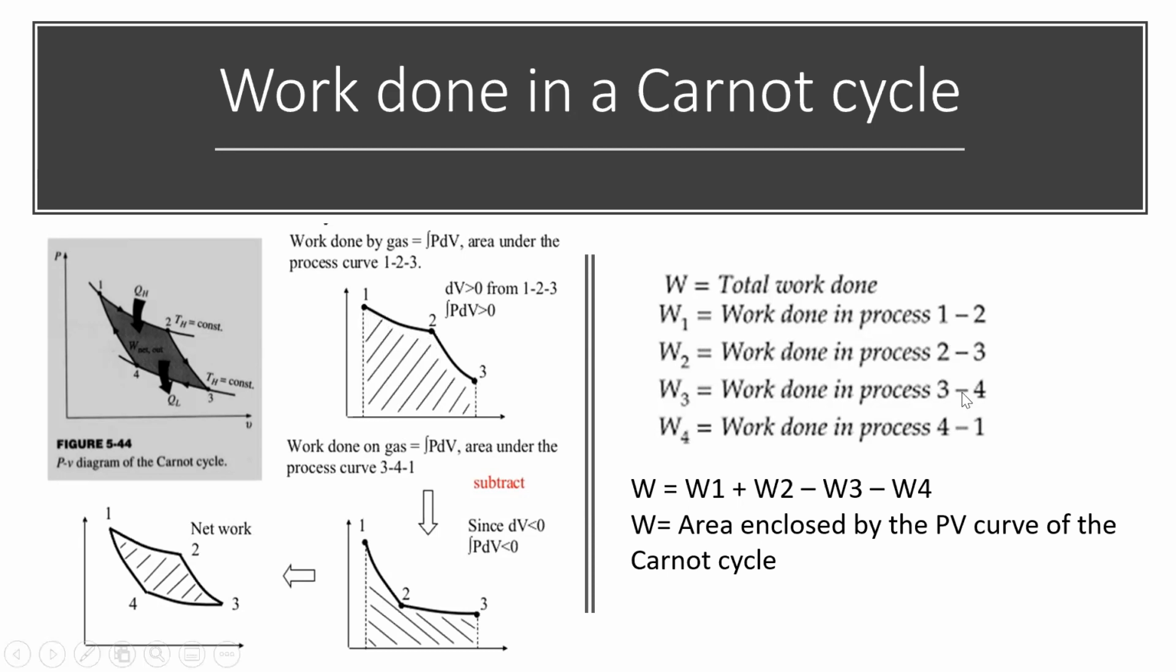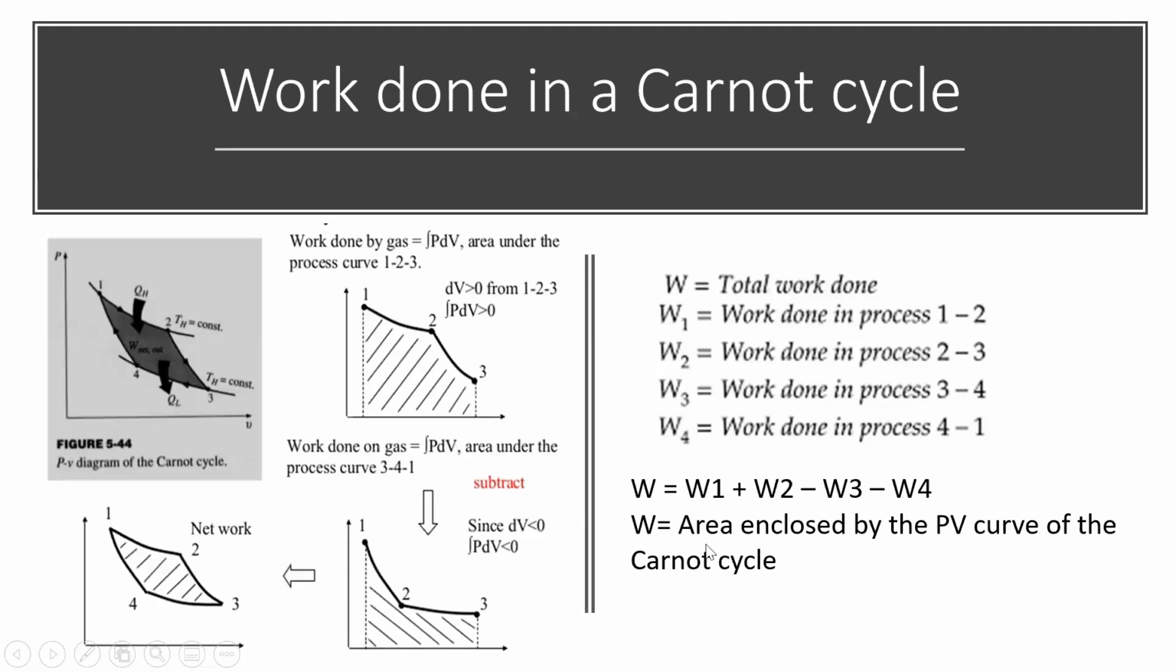Now, after that, it goes from 3 to 4 and 4 to 1. 3 to 4 and 4 to 1. These two are compressions. So, what is the work done? The work done is represented by W3 and W4 as it goes from 3 to 4 and 4 to 1. So, it is the down part, this area. So, the area under these two curves.